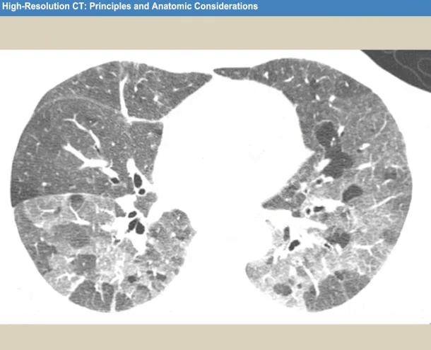Now let's switch gears for a second. We talked about UIP, which is probably the most important pattern you're going to see in a CT scan. This is another very important pattern, and it combines 2 features which are by themselves relatively nonspecific, but when you put them together, they are highly specific for one disease.